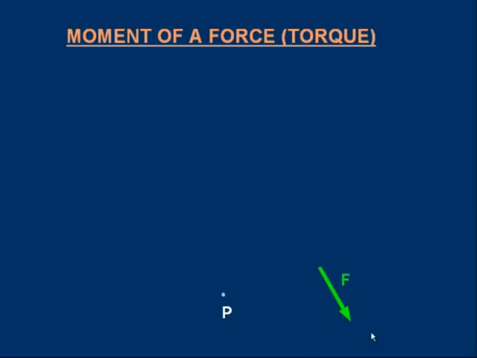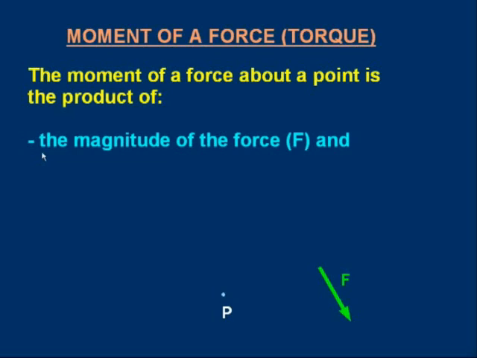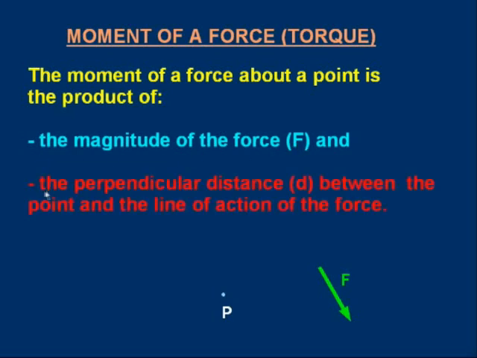So let's get the definition. We have the force and the point, which could be anywhere. So the moment of a force about a point is a product of, we multiply two things. That is the magnitude or size of the force, and, this is important, the perpendicular distance d between the point and the line of action of the force. Important.